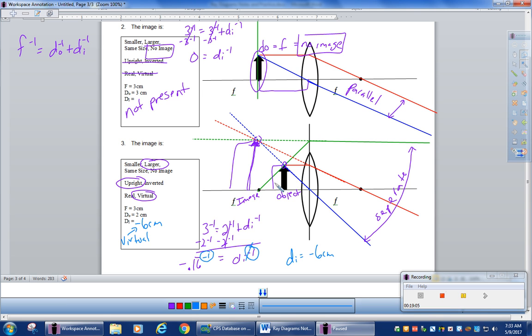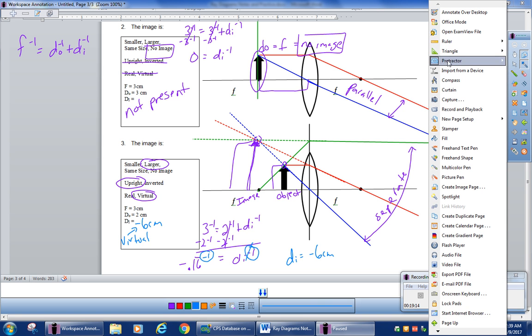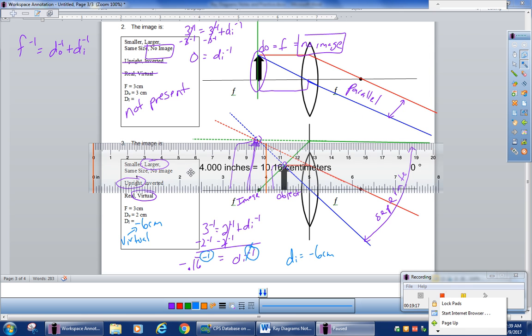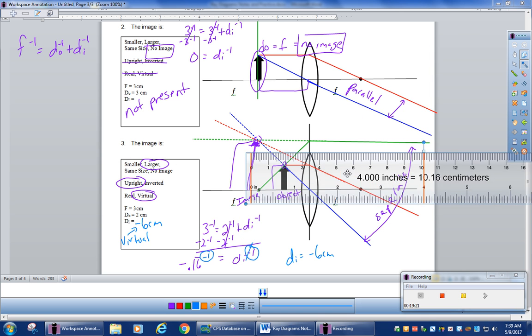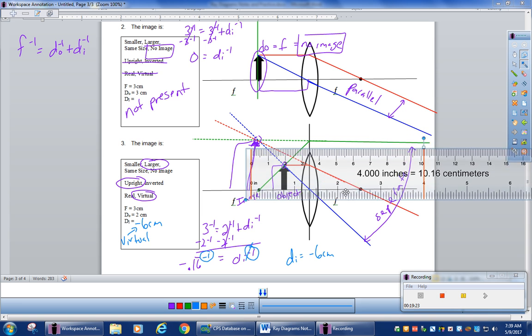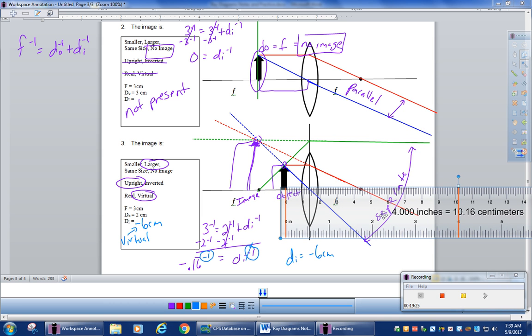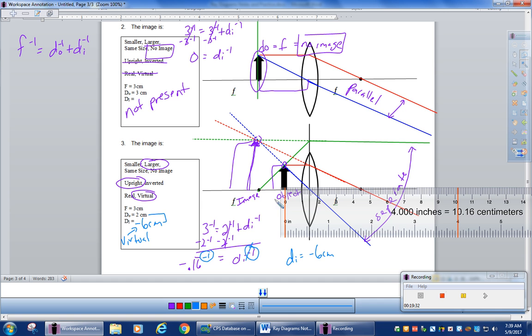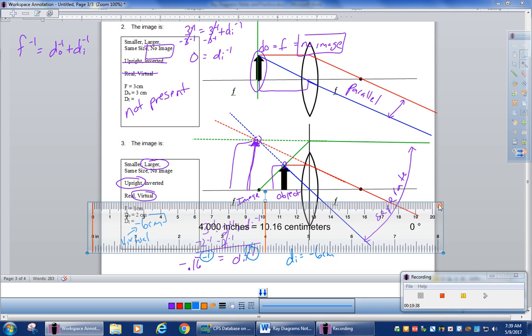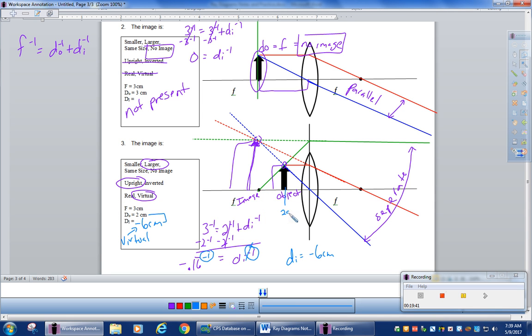And again, if we drew these correctly, then we should be able to grab a ruler and get a rough measurement of where we are supposed to be. So my picture is not to scale, but I can see that I'm beyond the focal point. So if this is 2 centimeters, this is 3 centimeters, and this is some distance beyond that. So I'm not quite to scale on this picture, but we'll practice a couple where we are to scale so that we can see that as well.